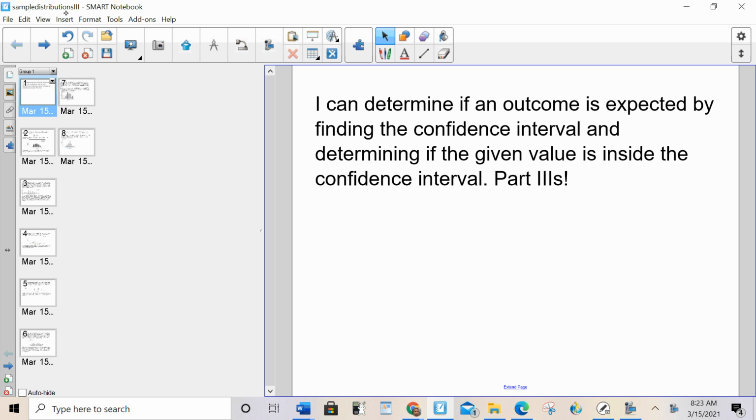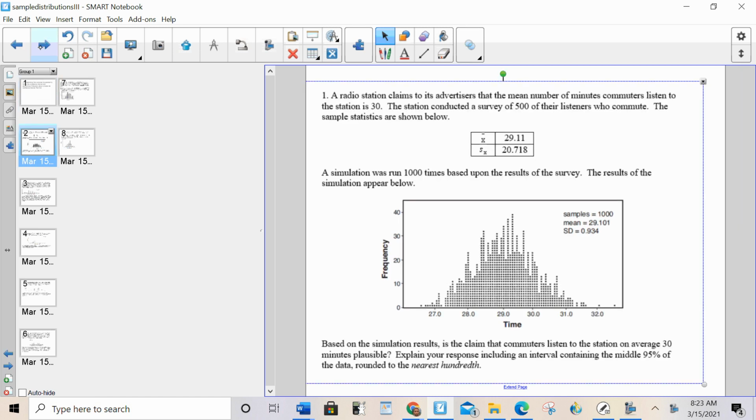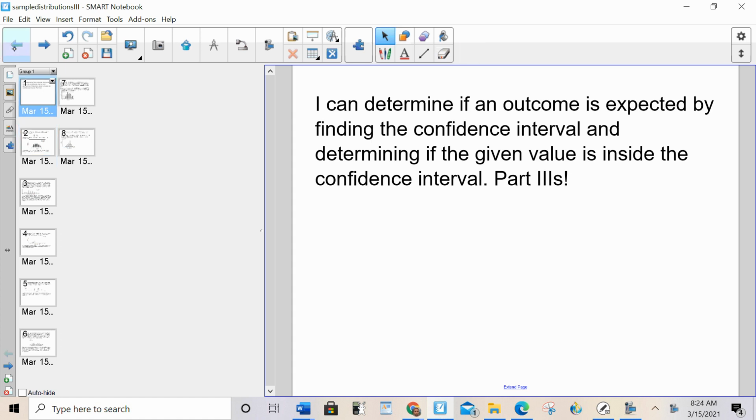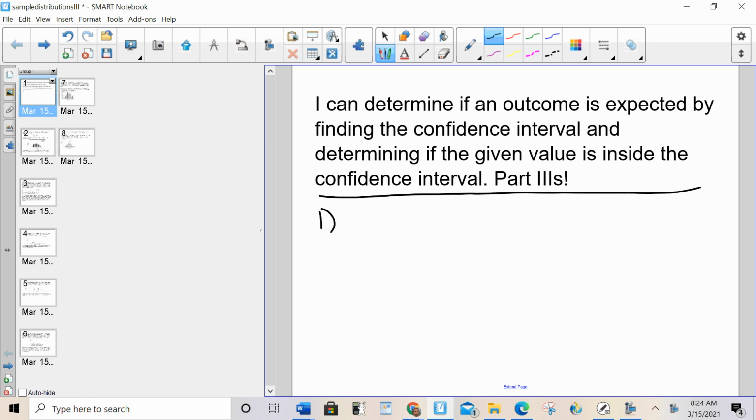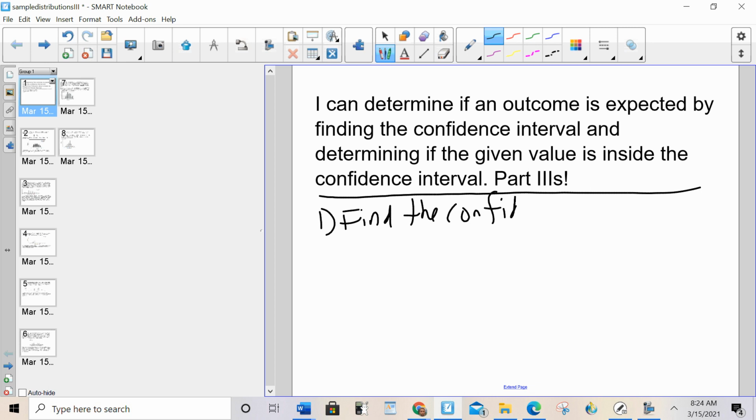There's a lot of words in the problem which can scare a lot of people, but the math itself is really pretty straightforward. So to make things pretty simple, what you're doing is kind of listed here. You're going to find the confidence interval, and the confidence interval is the mean plus and minus 2 times the standard deviation.